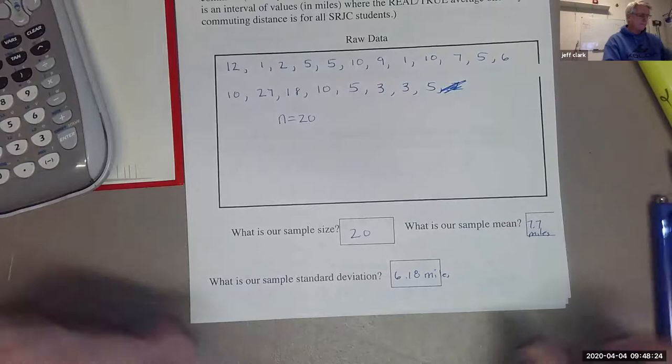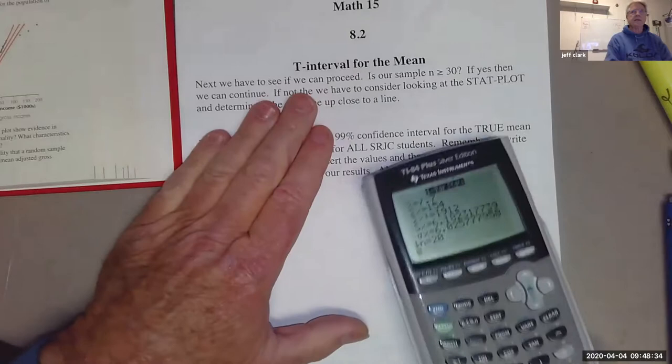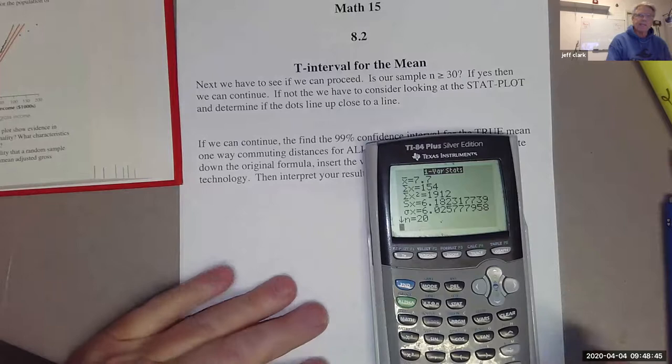Now, for me to answer any question about this, like a confidence interval, I'm going to have to see if we can proceed. And our sample size is under 30. So I can't proceed yet unless I look at a stat plot. So I can't proceed. We've got to consider a stat plot.